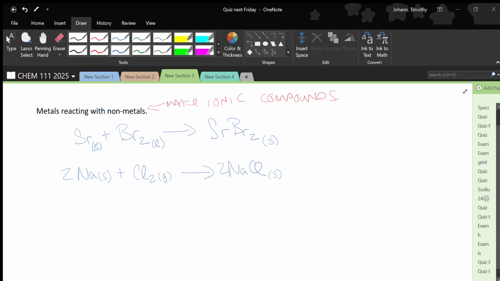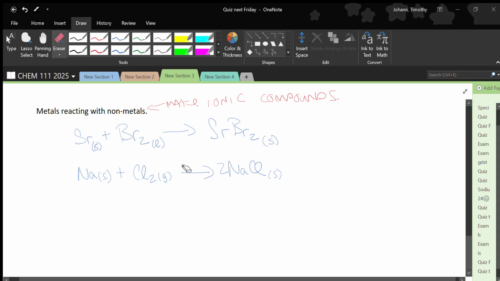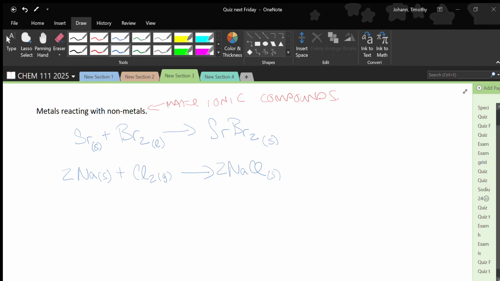Oh, whoops, that's a subscript 2. No, thank you. My problem was, oh no, I just confused myself at the board. I did have it balanced correctly. But this subscript is not a 2, it's a solid. On the left, that is a 2? Yeah, that's chlorine gas.